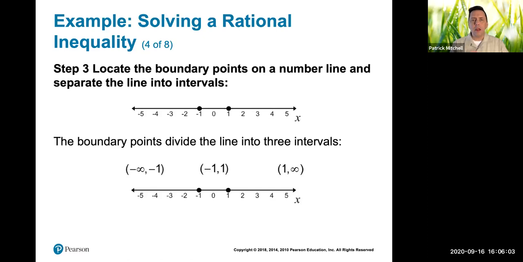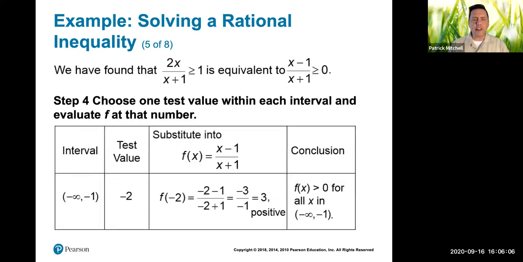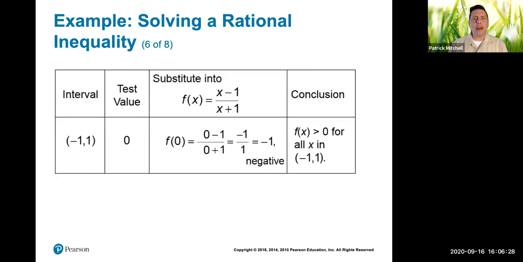All right, so going with the first interval, our test value is negative 2. If we put negative 2 into this function f of x equals x minus 1 over x plus 1, it comes out to 3, which of course is positive. And that means for all x in that interval, f of x is greater than 0. Next, we have the interval from -1 to 1. Of course, they chose 0 for their test value. You put 0 into f of x, and you get -1, which is negative.